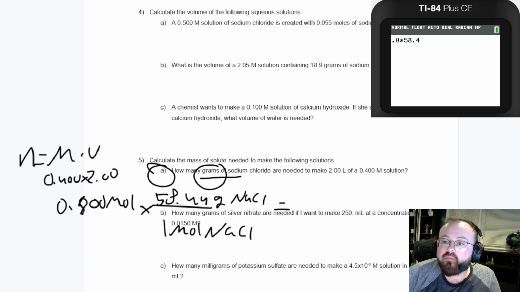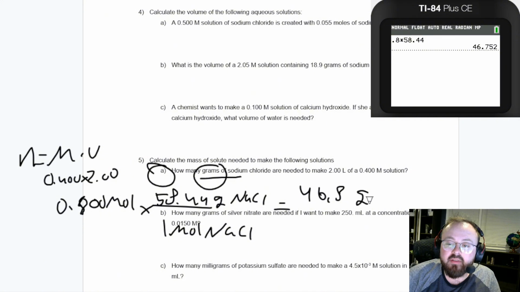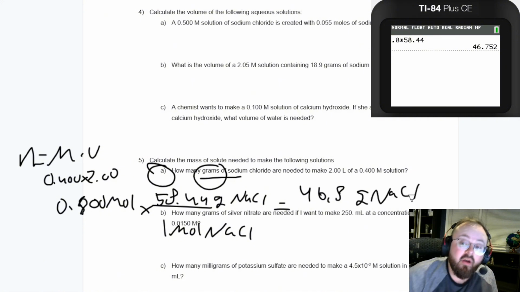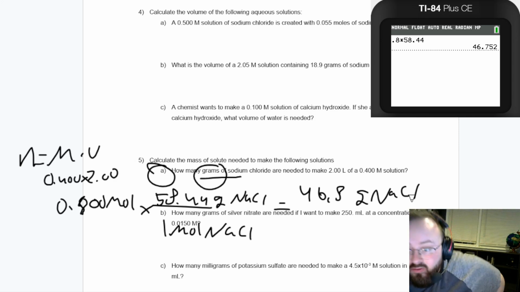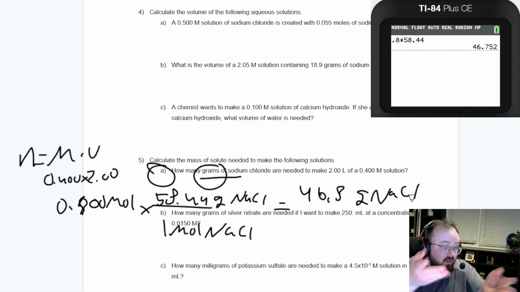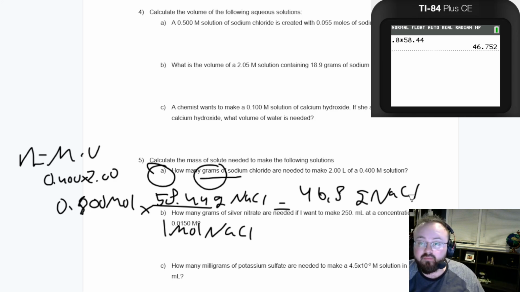58.44. Enter. I start out with 3 significant figures, 46.8 grams of NaCl. That's the type of question that I have done when I've prepared solutions. When I made solutions for all of you for our labs, that's the type of math that I did, because then I took a balance, a scale, and I measured out 46.8 grams of sodium chloride.